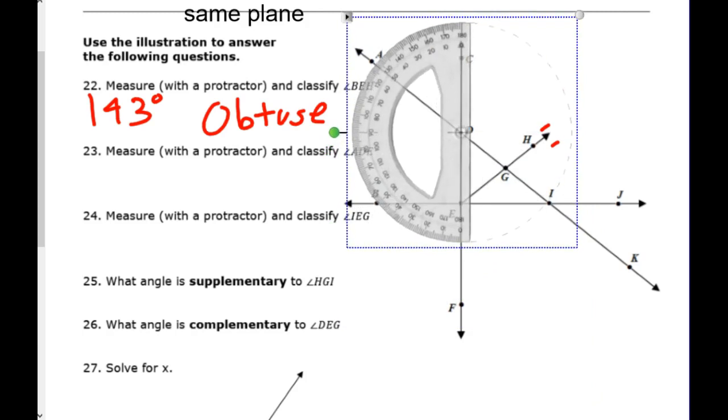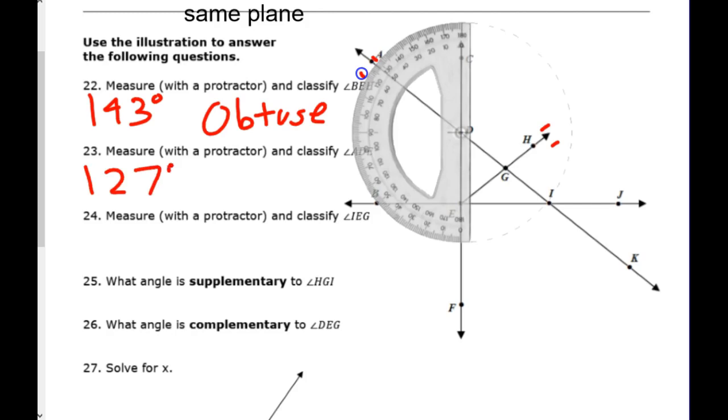So ADE is obtuse, you can tell, it's bigger than 90, and it's between 120 and 130, right? We're not using the smaller numbers if it's obtuse. So it's about 127, okay? And again, if you're a little off, it's all right. Again, that's obtuse.